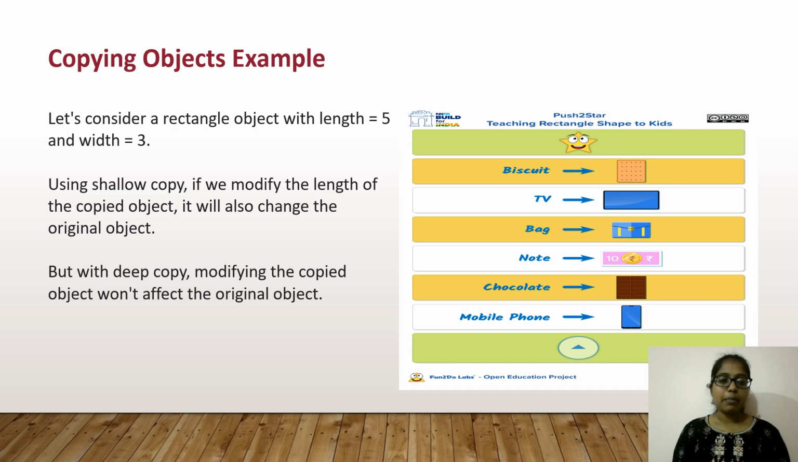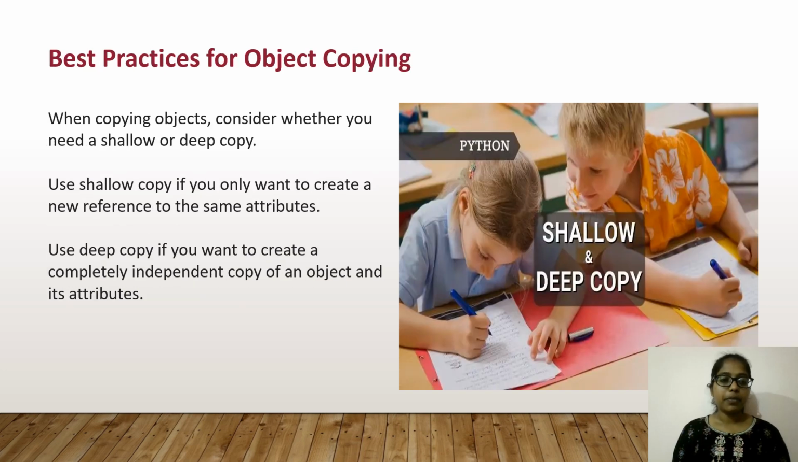Copying objects examples. Let us see. Consider a rectangle object with length 5 and width 3. Using shallow copy, we can modify the length of the copied object. It will also change the original object. But with a deep copy, modifying the copied object won't affect the original object. This is the main difference between shallow copy and deep copy.